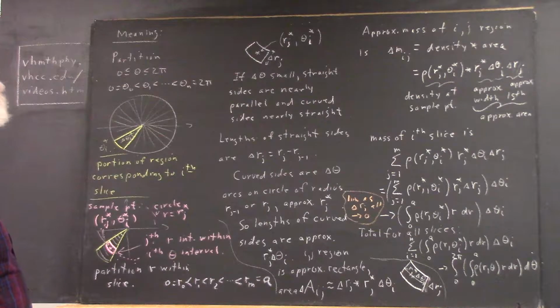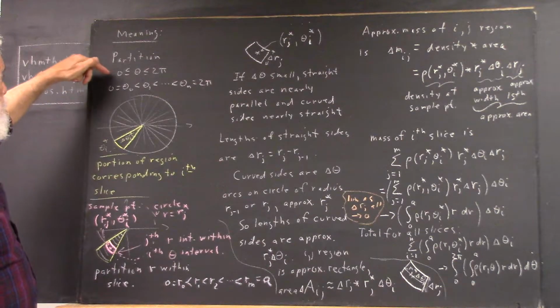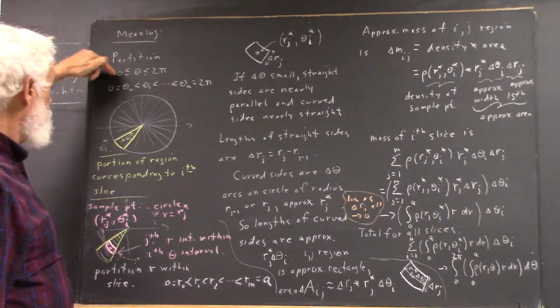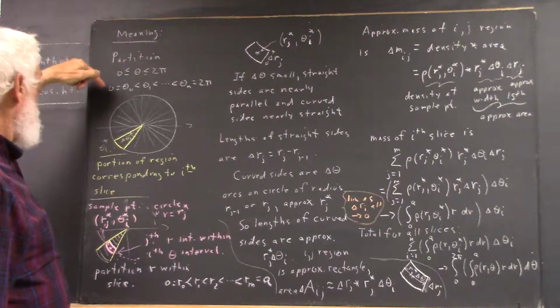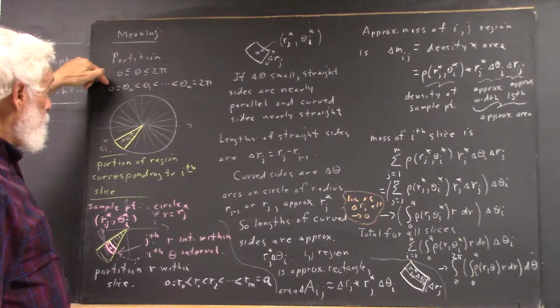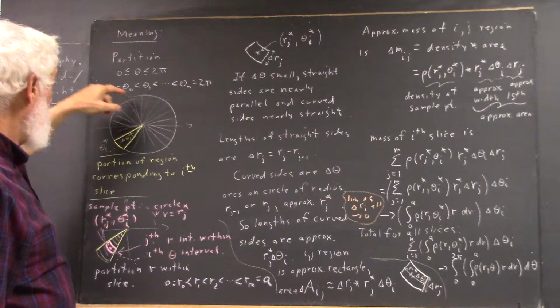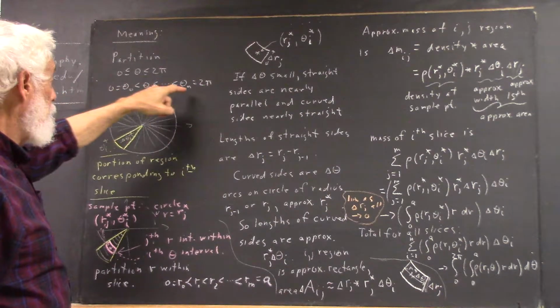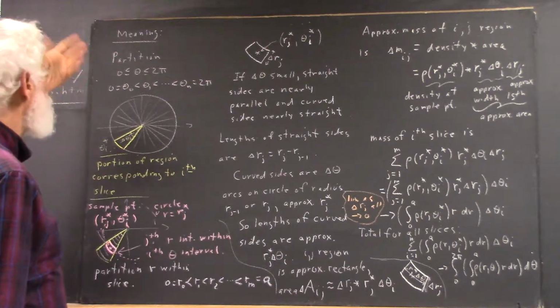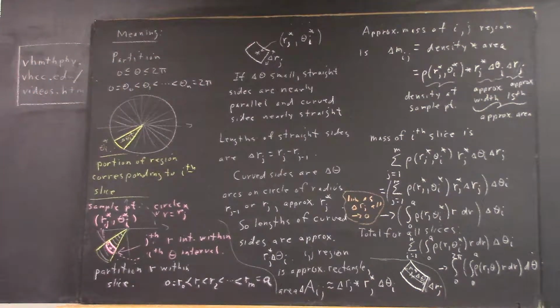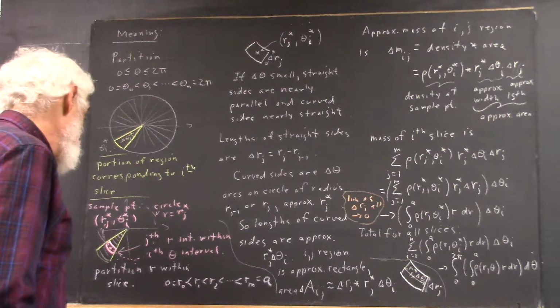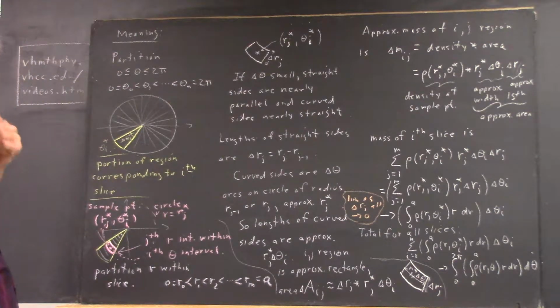Our theta, in this case, would be partitioned from 0 to 2 pi, and our partition would be, well, theta naught is going to be 0, theta sub n is going to be 2 pi, and we're going to go from theta naught to theta sub n. Some ith interval with sample point theta sub i star. Okay?